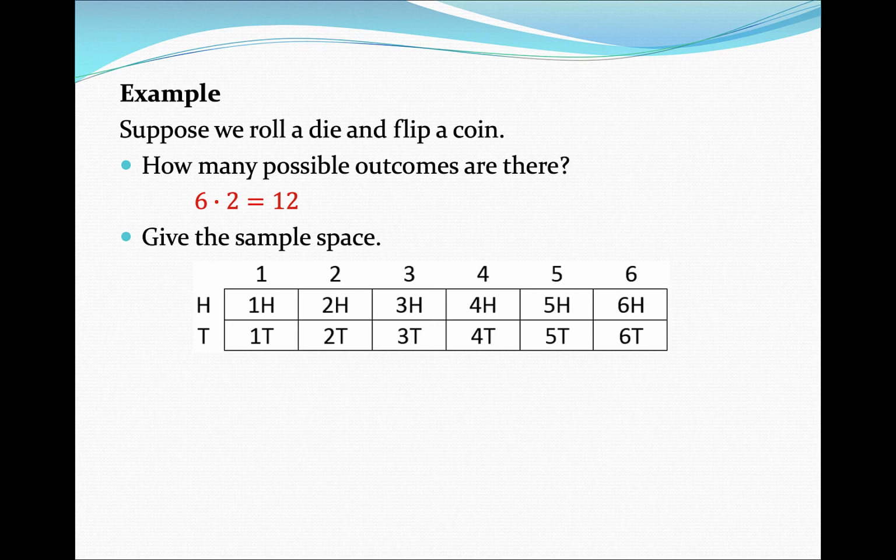So you can see the columns here are 1, 2, 3, 4, 5, or 6. Those are the outcomes when you roll the die. The rows are either heads or tails, and then within each cell of the table, you can see what the outcomes are. And those are the same outcomes as we got whenever we used the tree diagram. You get 1H, 1T, 2H, 2T, and so on. So those 12 outcomes within the table, those are the possible outcomes.